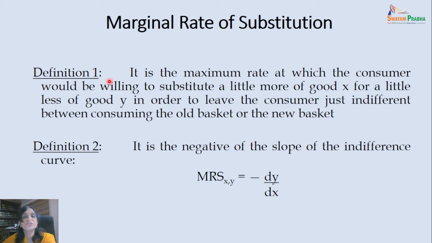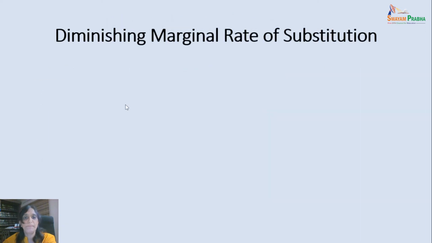So what is marginal rate of substitution? It is the rate at which the consumer is taking a little more of one good and giving up some of the other good, so that his utility remains the same, or he remains indifferent between these two combinations of X and Y.